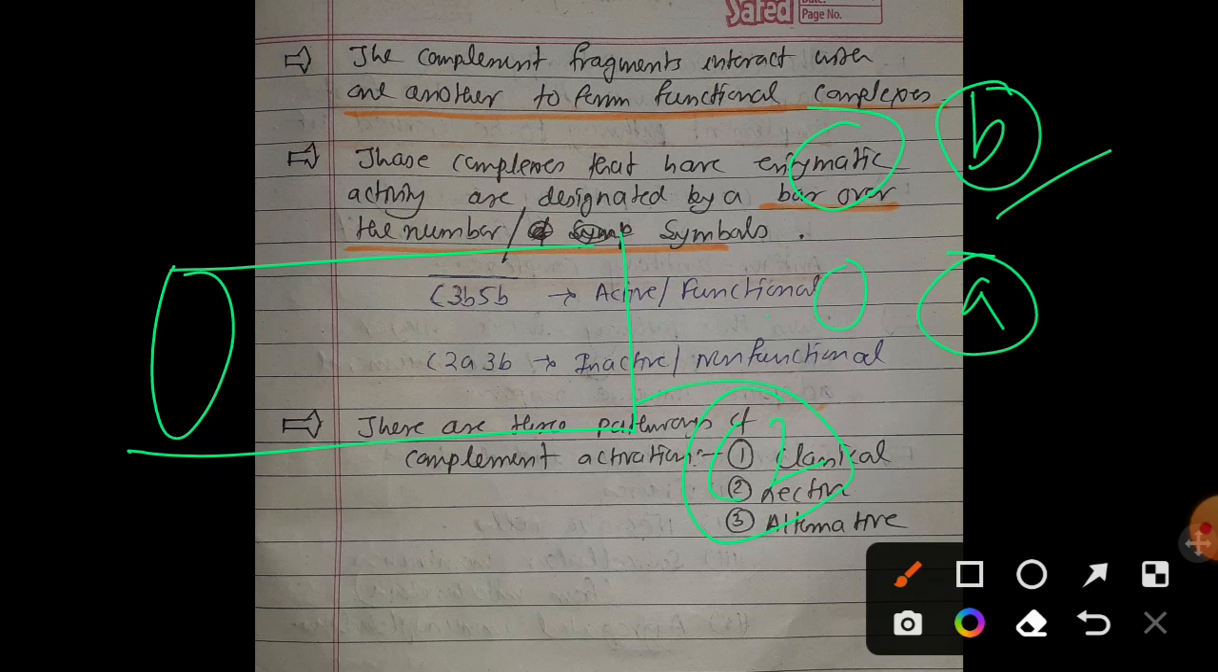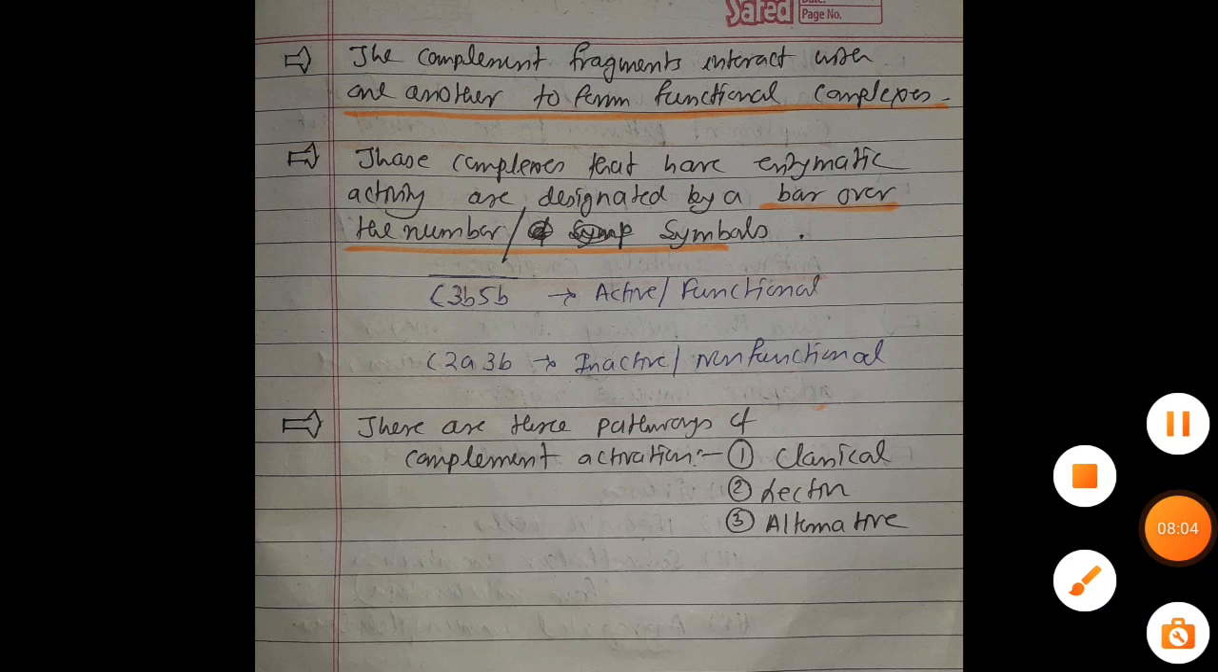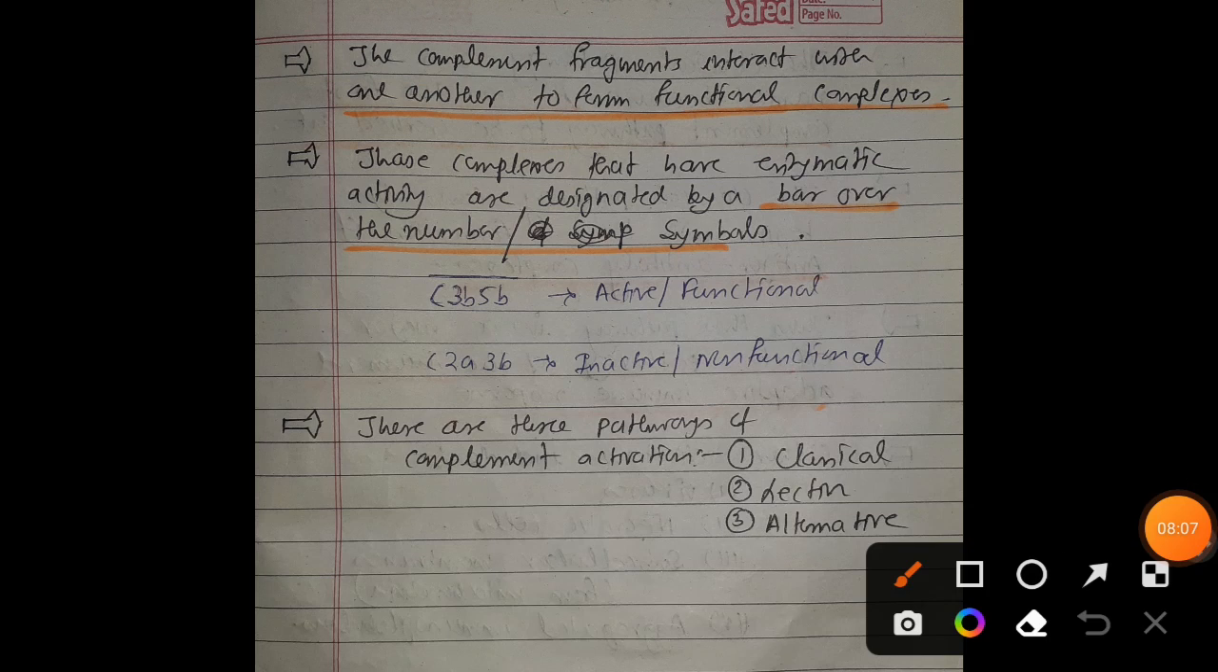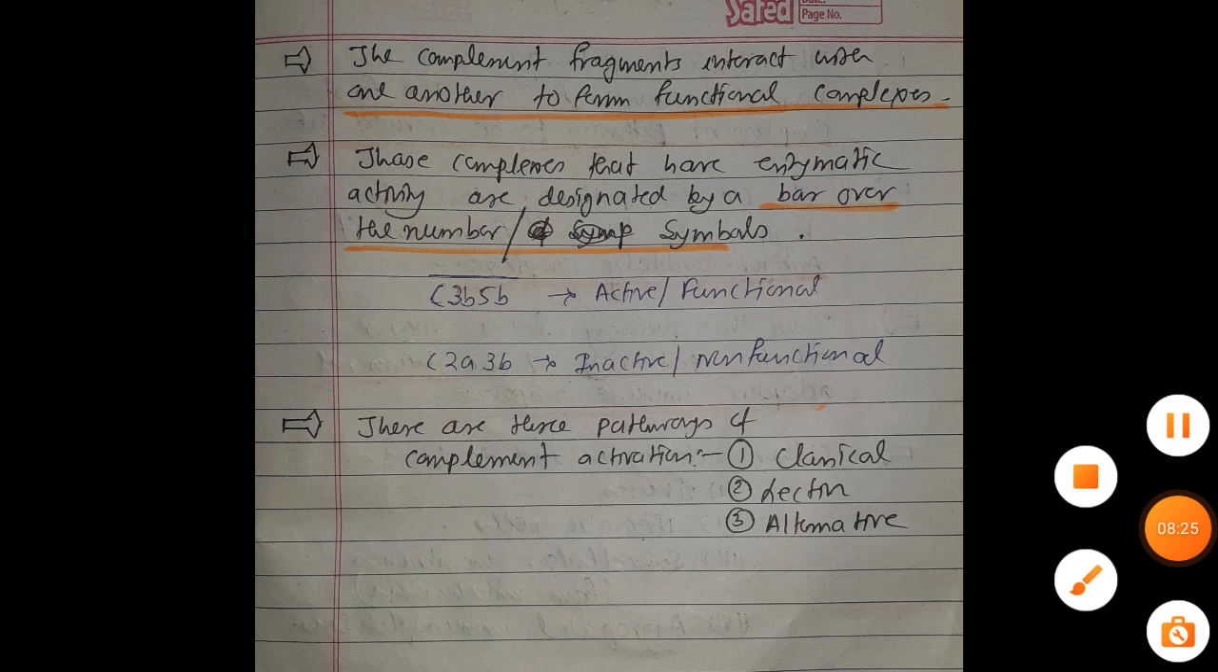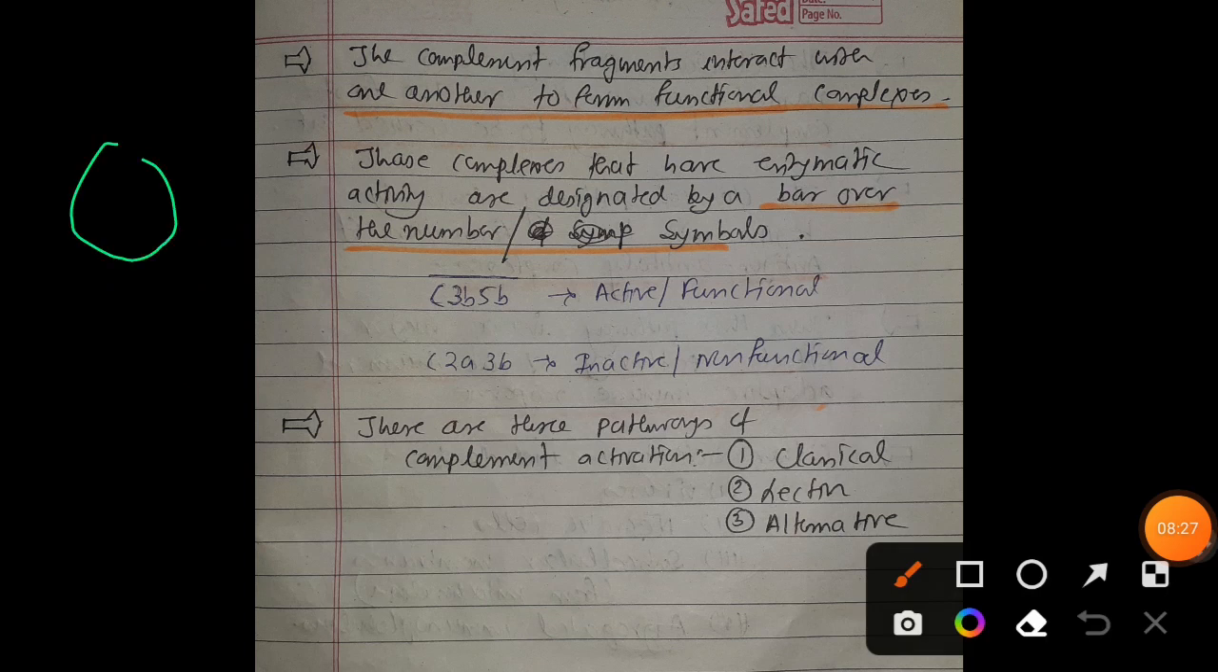We have also talked about how these components can join together to form complexes. If a complex is enzymatically active, we draw a bar over it, and if it is not active, we do not draw any bar. Another important thing: the larger fragment will bind with the target near the site of activation, and the smaller fragment will diffuse and facilitate the inflammatory response.